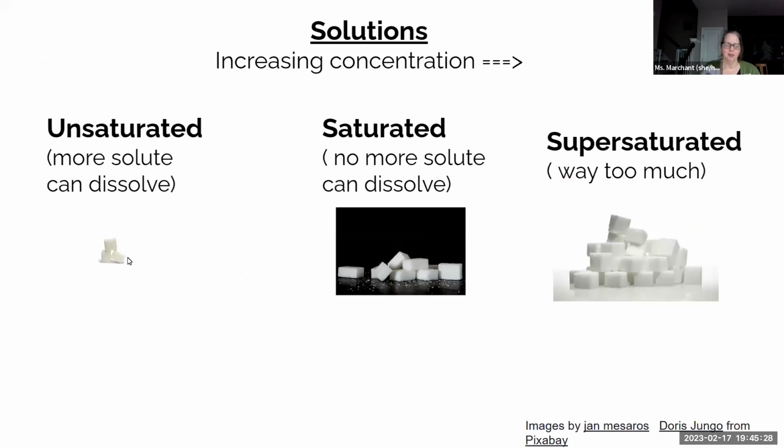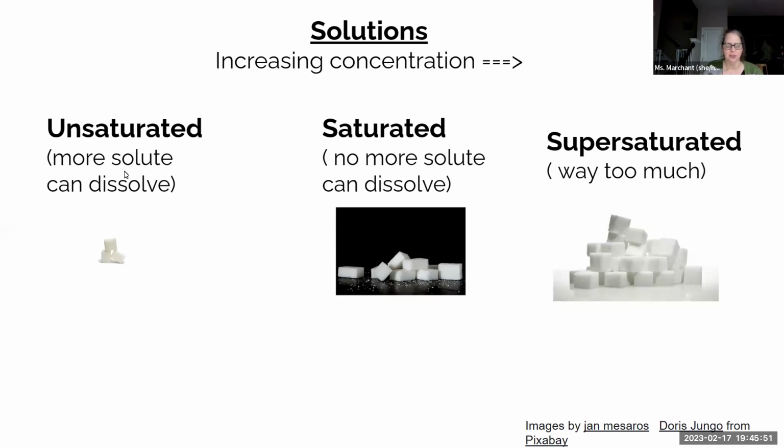Now, we have a small amount of sugar on the left, a large amount on the right, so as we go to the right, we're increasing our concentration. If we're going to the left, we're decreasing our concentration and we're making the item more dilute. These actually have specific points that we can discuss.